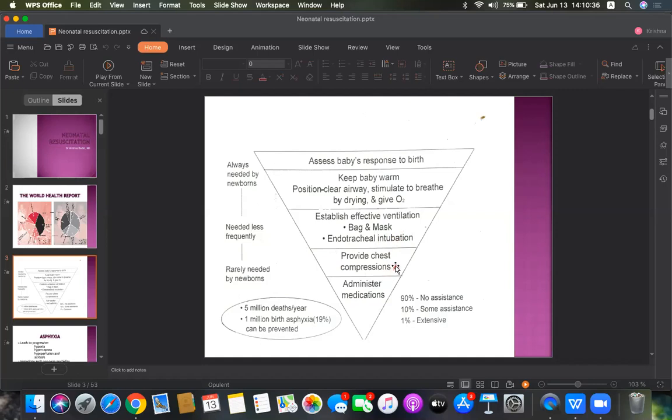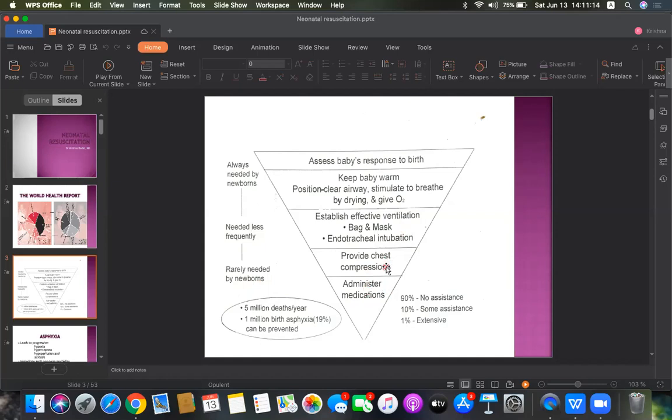Another step in resuscitation is chest compression. If the baby's heart rate is consistently less than 60, then we provide chest compression. I forgot to mention the indication for bag and mask ventilation, because we are going to discuss all of this later. But right now, I would like to highlight that if the heart rate of the baby is less than 100, or if the baby is not breathing, then we go for bag and mask ventilation. Chest compression and medications are rarely needed by the newborn.